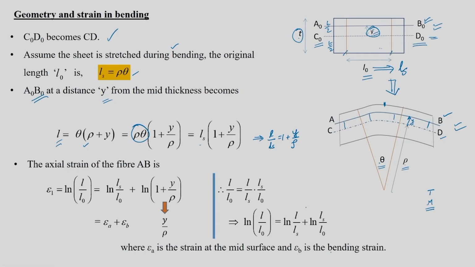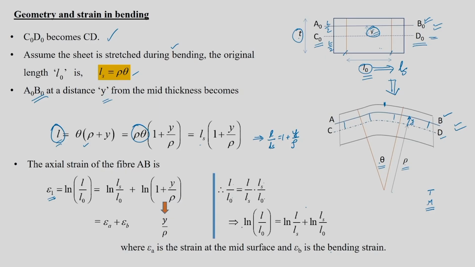Now we need to find the axial strain of the fiber AB. This AB is like any fiber, with respect to your mid thickness mid fiber CD. So, now we need to find strain at the fiber AB, which I am going to call epsilon 1, which is nothing but ln of L by L naught. AB is connected to L, and the original length is L naught. I am going to write ln of L by L naught as per our original definition, and this L by L naught can be written as L by Ls into Ls by L naught.